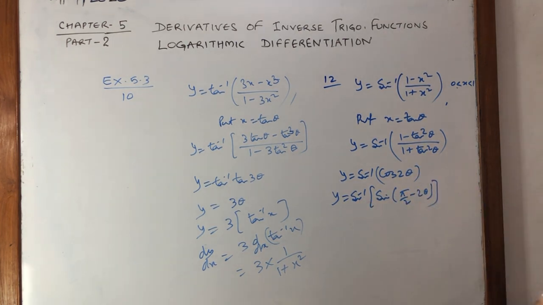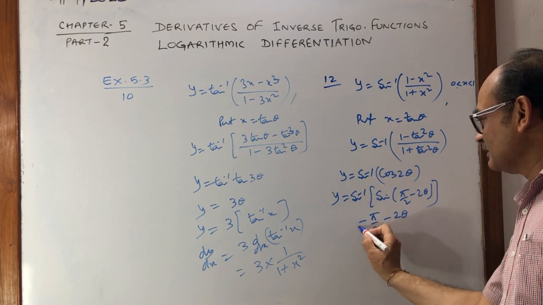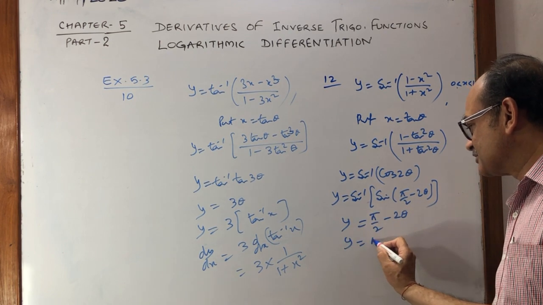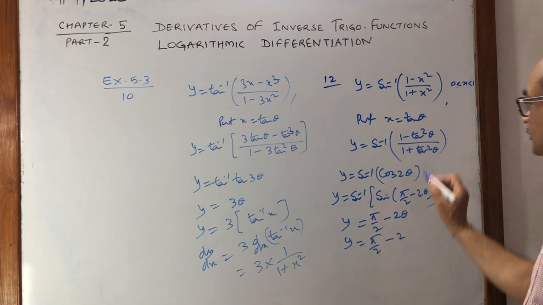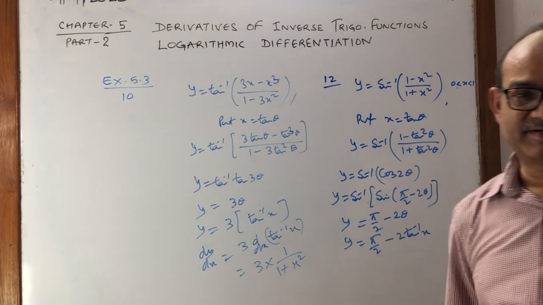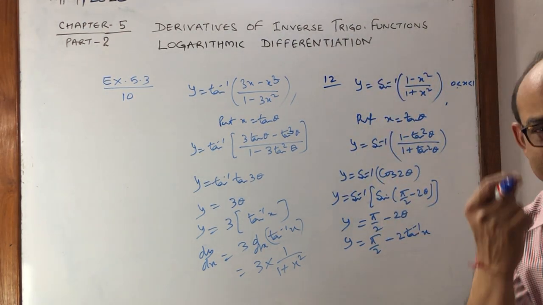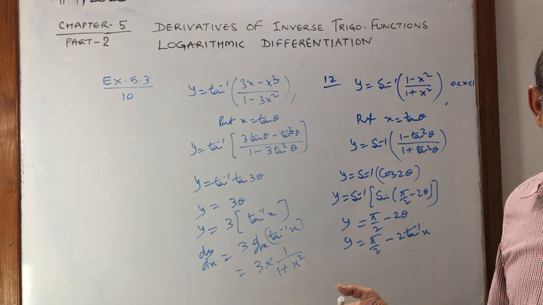Now sine inverse neutralize. Answer is pi by 2 minus 2 theta. This is only the simplest form, just like questions of inverse trigonometry, simplest form. Up to this step, no problem. Now one step is extra. You have to differentiate the last line.